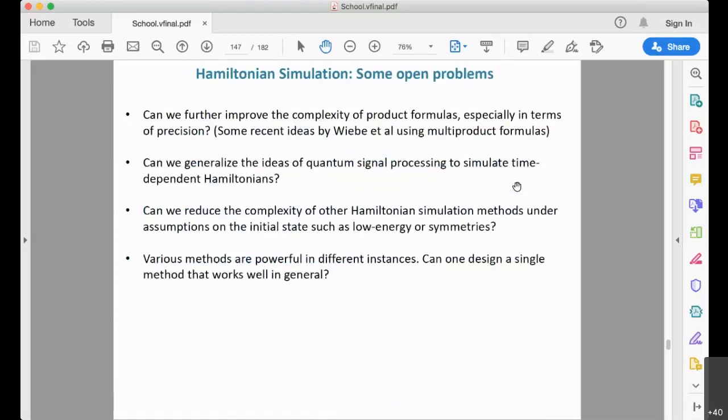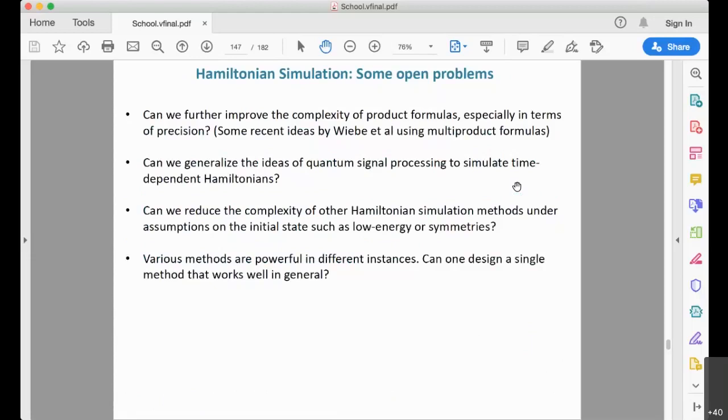All right, so some of the problems, one which I think is interesting, is whether the complexity of product formulas can be further improved, especially in terms of precision, because they don't scale that nicely in terms of their epsilon. Can we generalize ideas of quantum signal processing to simulate time-dependent Hamiltonians? Okay. Can we reduce the complexity of other Hamiltonian simulation methods under further constraints on the initial states, like, for example, low energies, symmetries, and so on?